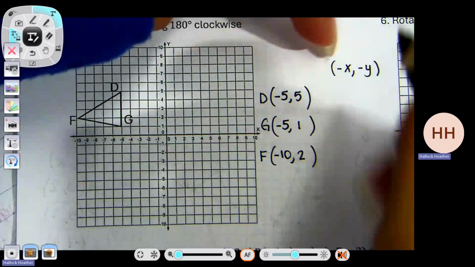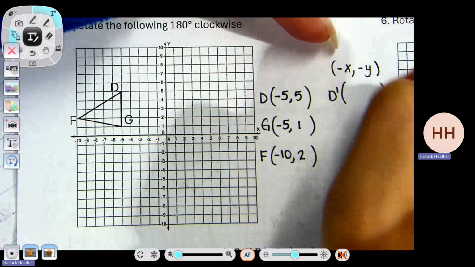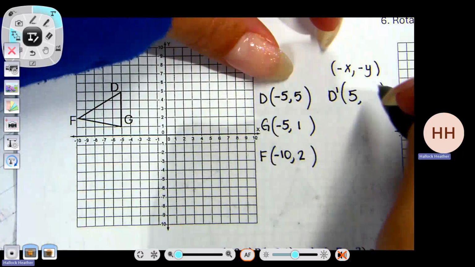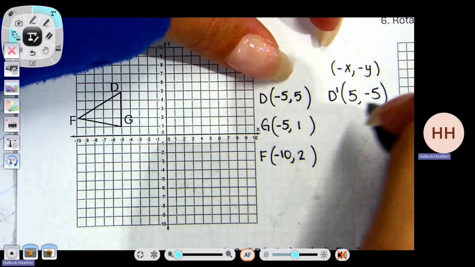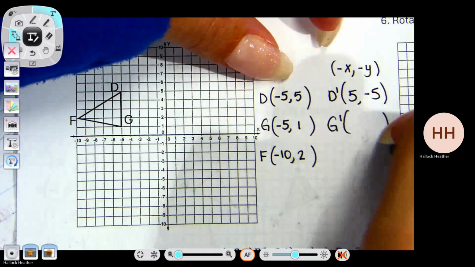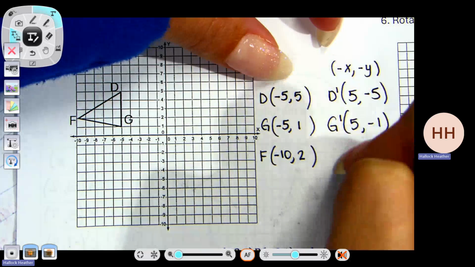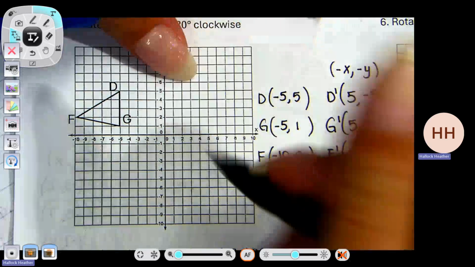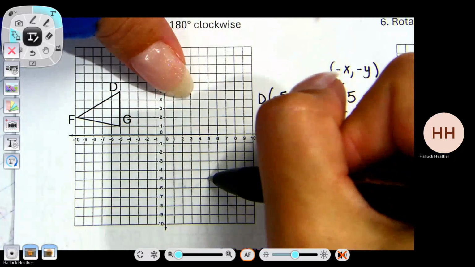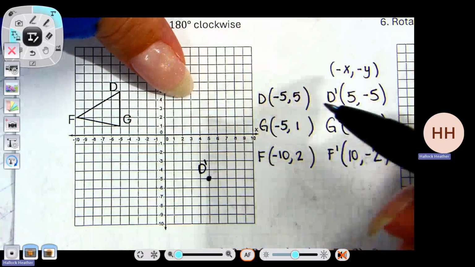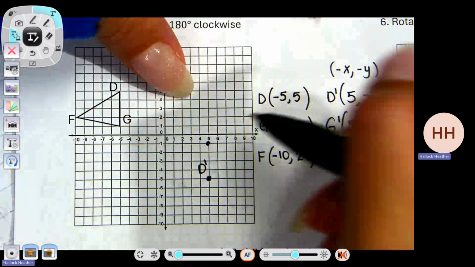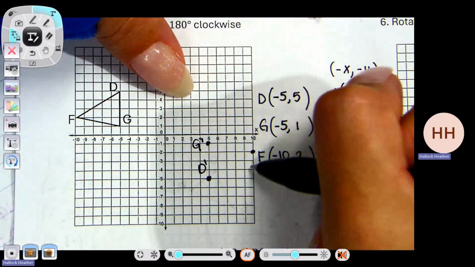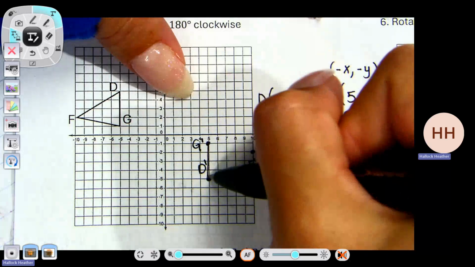You're done. So what's D prime? Oh, you wrote them in a different order. So it should be 5, -5, and then G prime, 5, -1, and then F prime, 10, -2. Perfect. So it should make the same shape just over here.